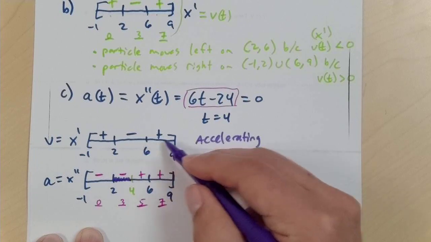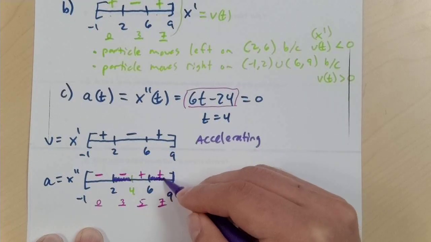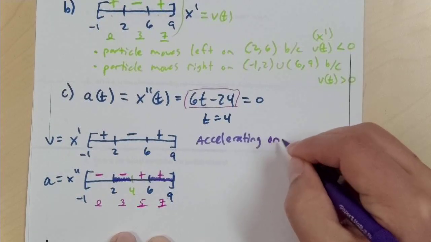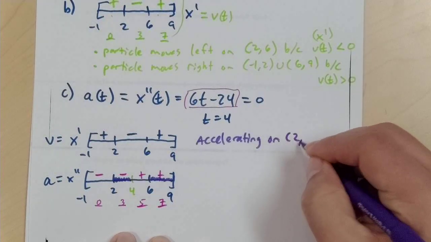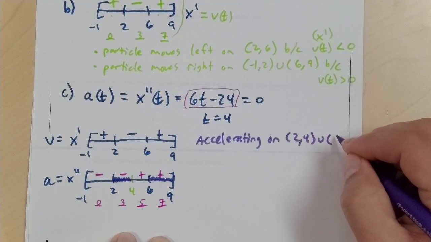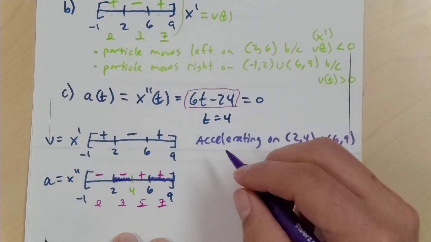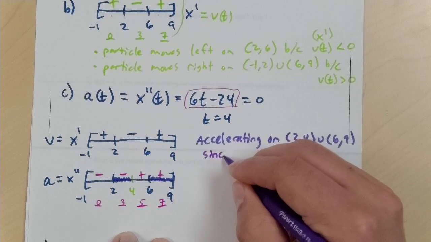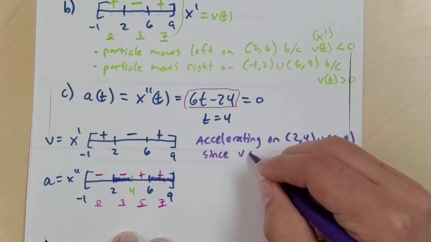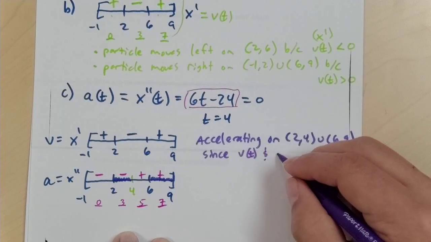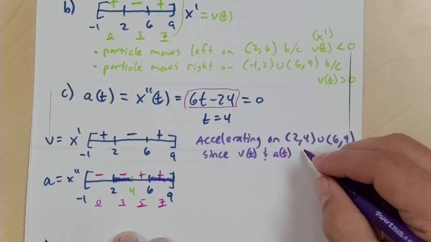And then right here from 6 to 9, we got both positive. Okay? So we're going to say accelerating on the intervals from 2 to 4, 6 to 9, since velocity and acceleration have the same sign.